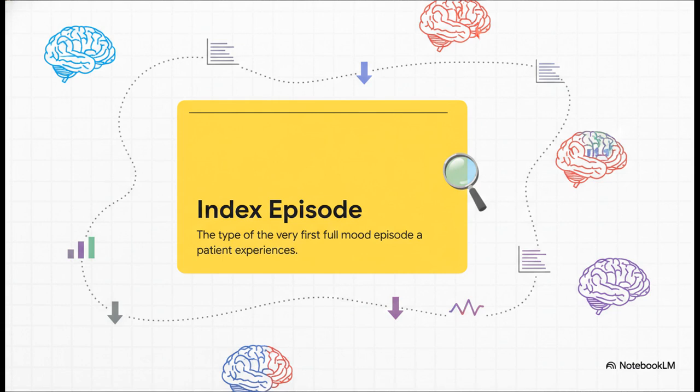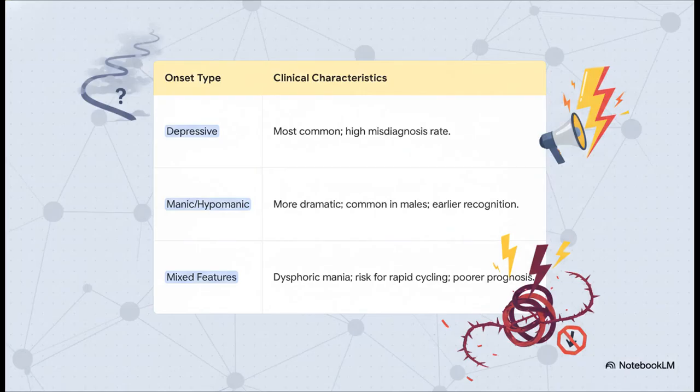This is a critical piece of the puzzle. What did that very first episode actually look like? Was it depression? Mania? Or maybe something in between? The answer tells you a whole lot. This chart really spells out the diagnostic challenge, doesn't it?